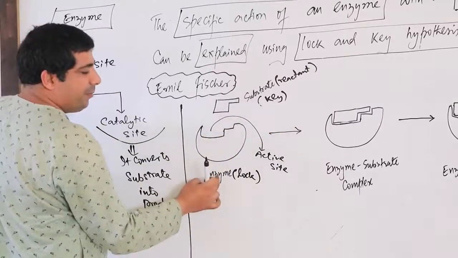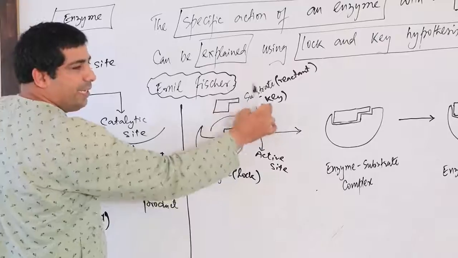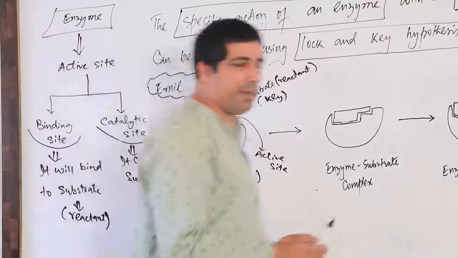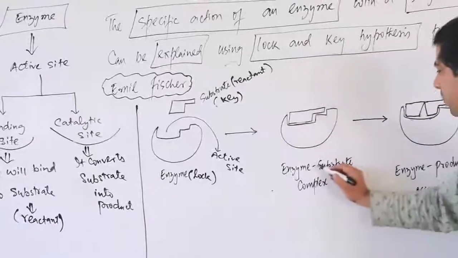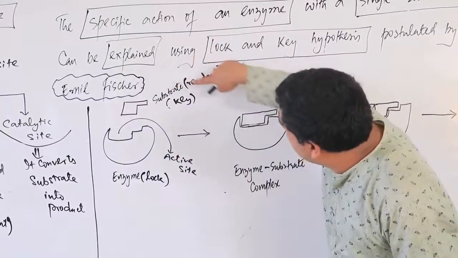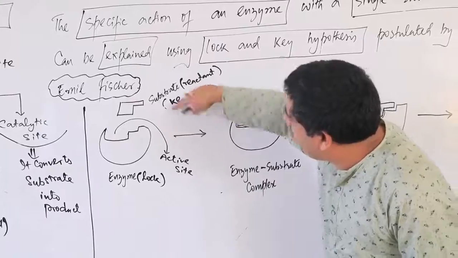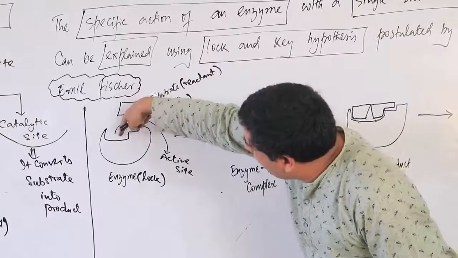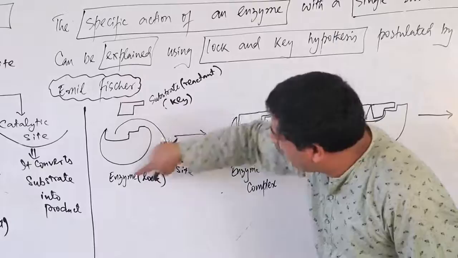So we have an enzyme here as a lock, substrate as a key. After some time, what will happen? The enzyme and substrate will combine. This substrate will come. Who is the substrate? Reactant, or we can say key. Key will come down and fit into the active site of an enzyme.